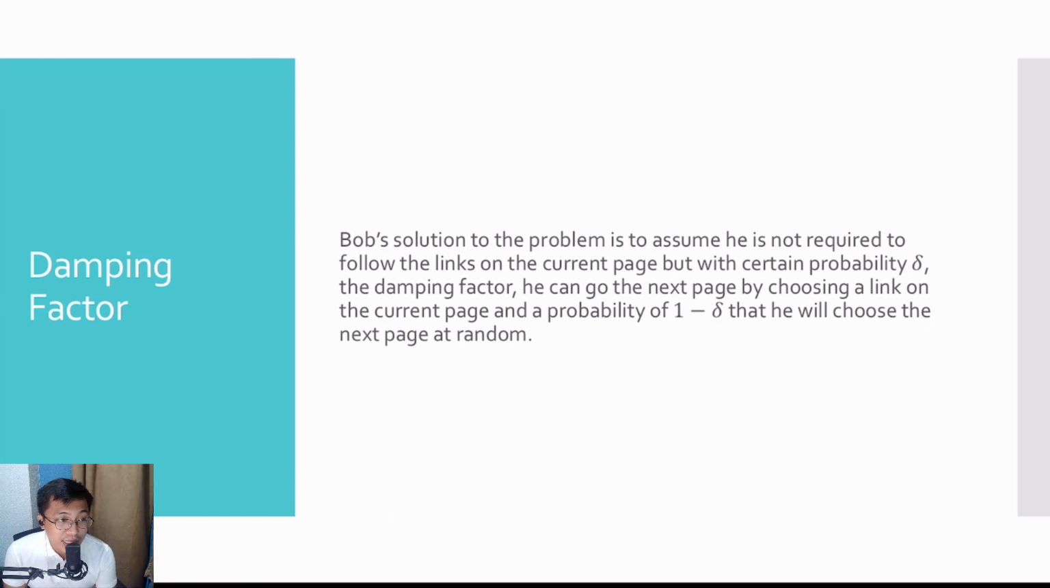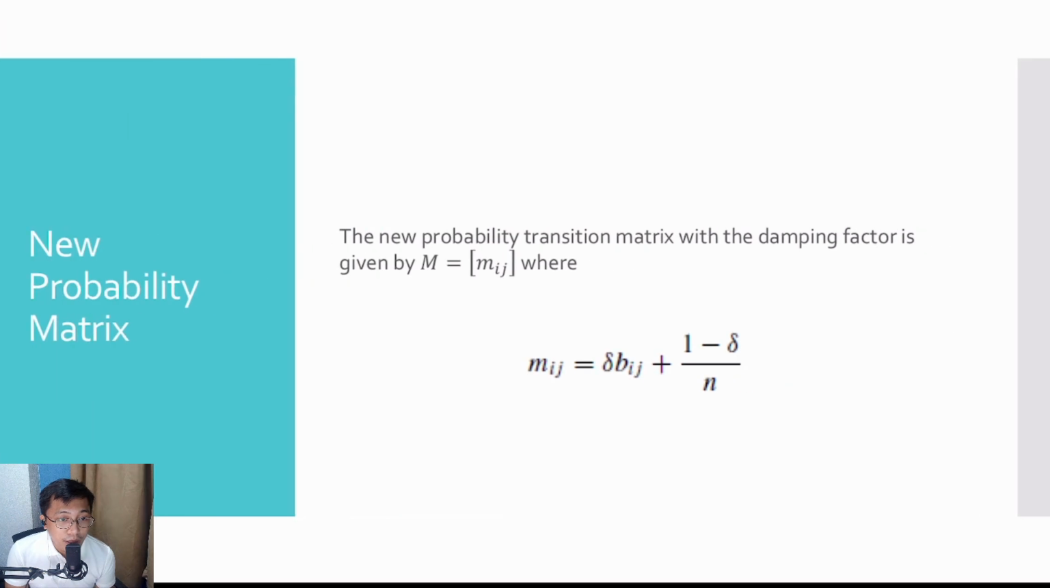He introduced what we call the damping factor. So, Bob's solution to the problem is to assume that he is not required to follow the links on the current page, but with a certain probability delta, which is the damping factor, he can go to the next page by choosing a link on the current page, and with probability 1 minus delta, he will choose the next page at random. So there is a chance, even a small chance, that he can reach a page that cannot be reached according to the web graph. Okay? So the new probability matrix will be given by this M, capital matrix M.